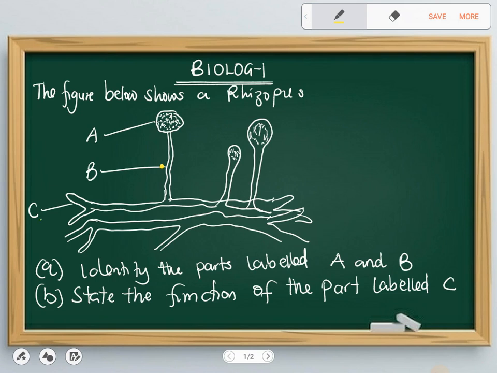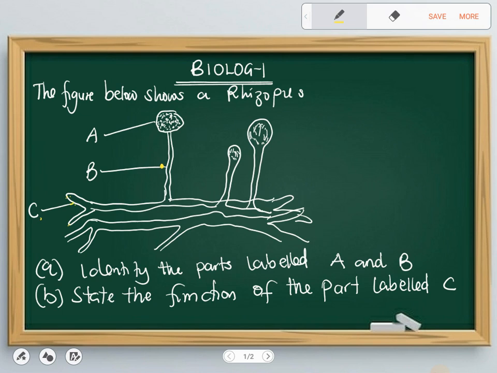All right, then B says state the functions of the part labeled C. This one here is C. But what is C in the first place? C is what we call the rhizoid. These tips are what we call the rhizoids. This thing which is running like this is called the stolon. These tips, where I'm pointing here, are called the rhizoids.